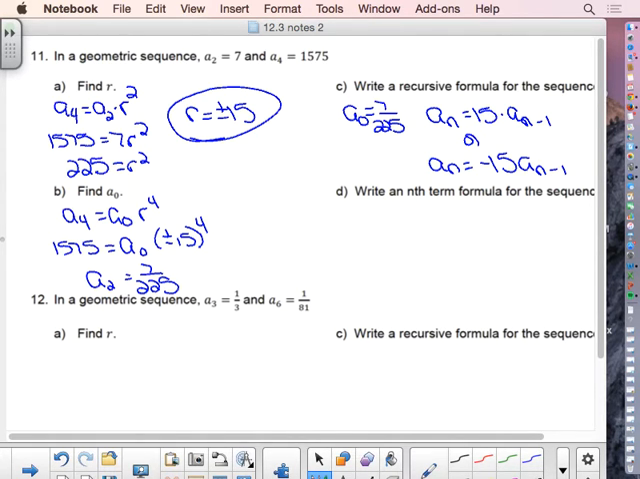And finally, write an nth term formula for the sequence. a sub n is equal to a sub 0 times r to the n. So this becomes a sub n is equal to 7 over 225 times plus or minus 15 to the n. Okay, so that's all the problems we're going to do on this video.